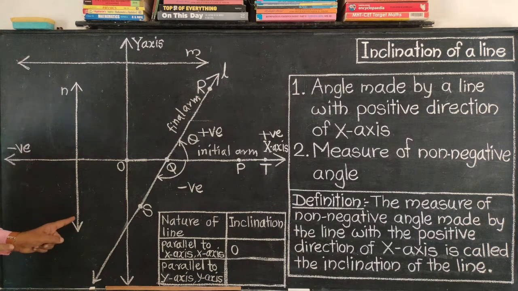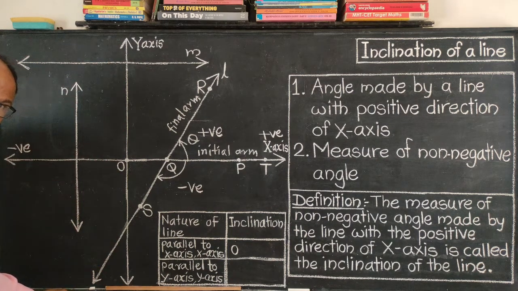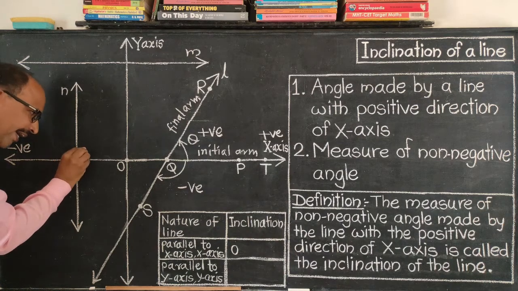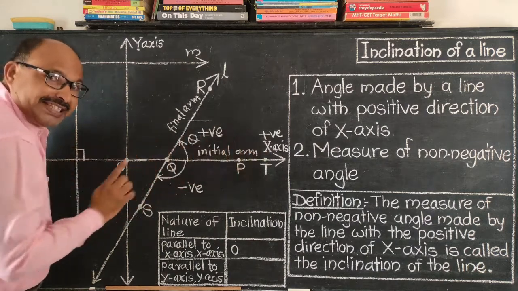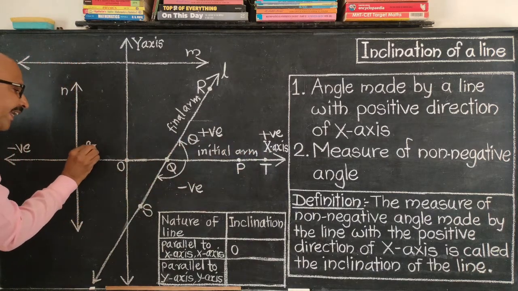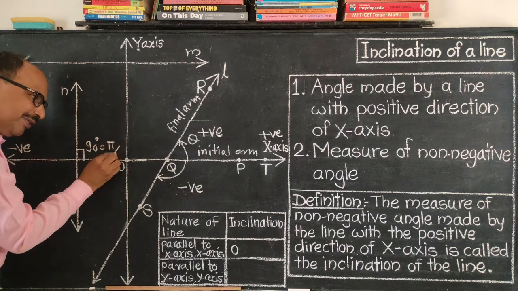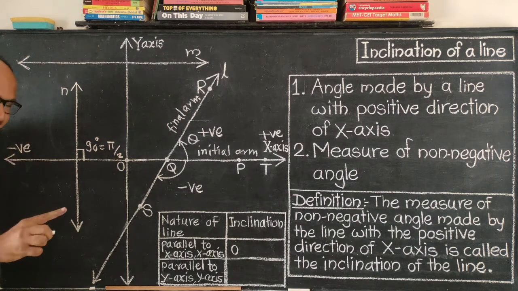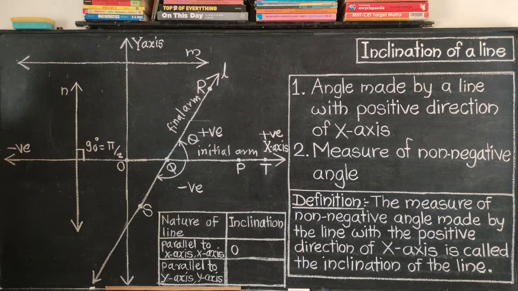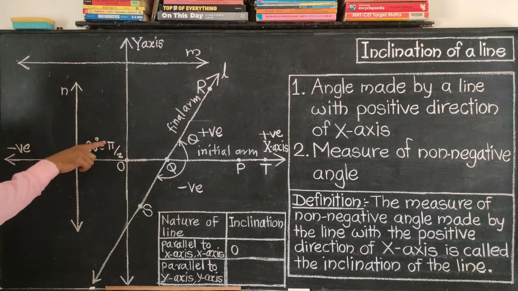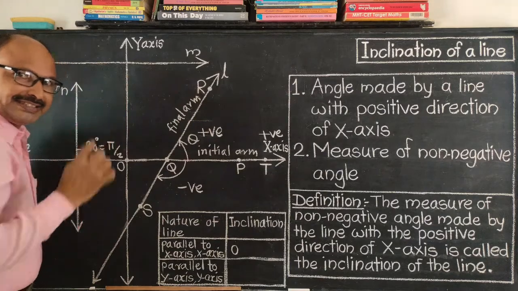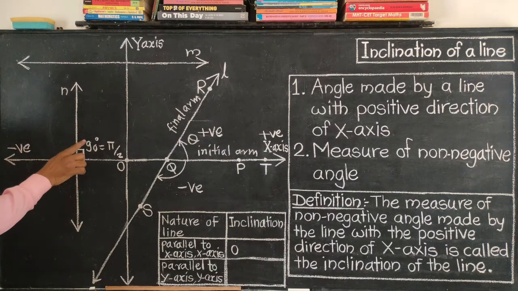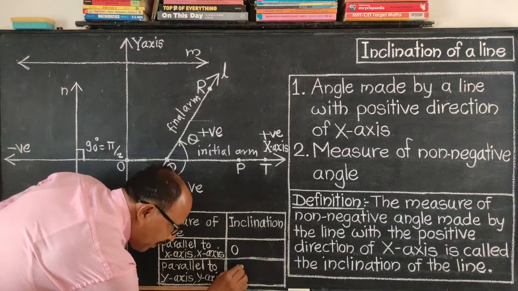Take line N parallel to y-axis. Measure of non-negative angle made by this line with positive direction of x-axis is 90 degree, that means pi by 2. Therefore, inclination of this line N parallel to y-axis is 90 degree, that means pi by 2. Every line parallel to y-axis has inclination 90 degree, that means pi by 2.